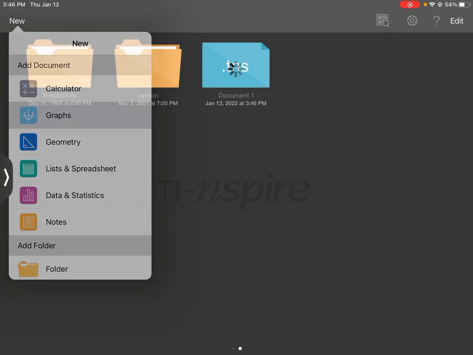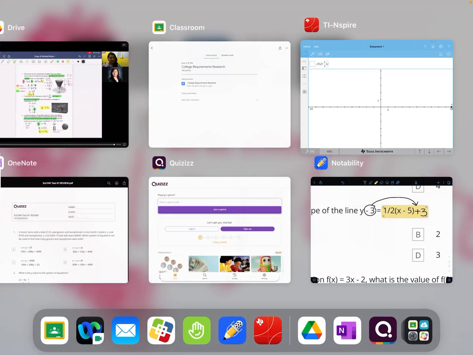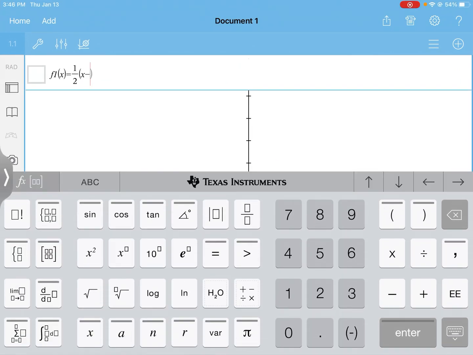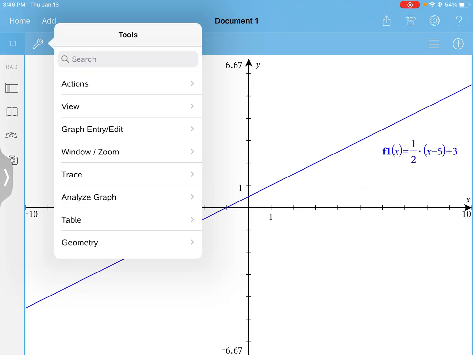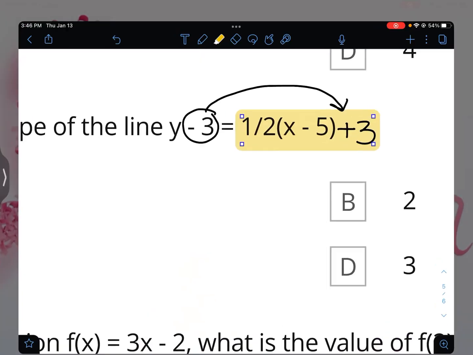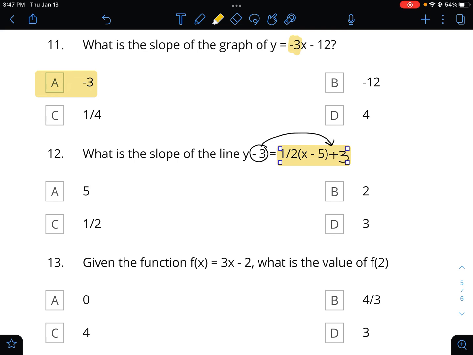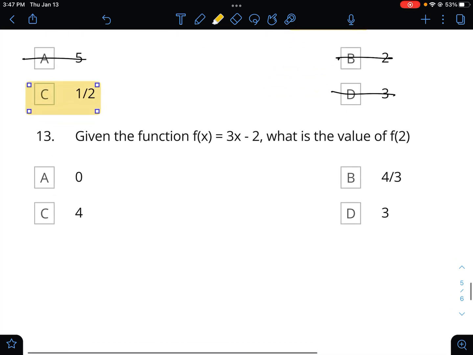Here we go. New document, new graph. I had 1/2 parentheses x minus 5 outside plus 3. Enter. Menu 6, 5. Take my finger, drag it along the line. It says 0.5. Okay? Oh no, I don't see a 0.5. But I do know it's not that, that's a whole number. And it's not that because it's a whole number. So look, 1/2 and 0.5 are the same thing.